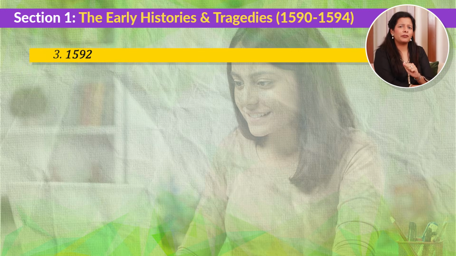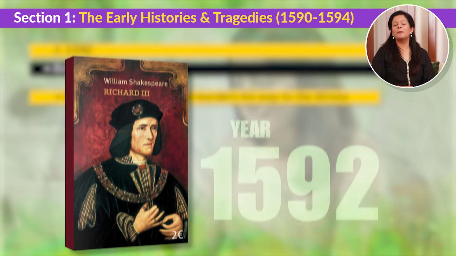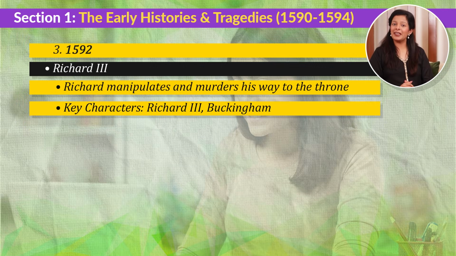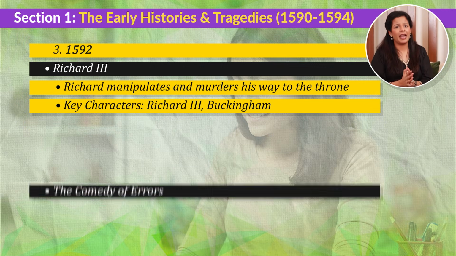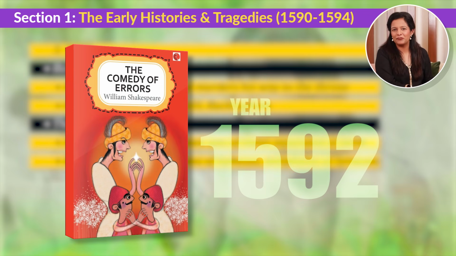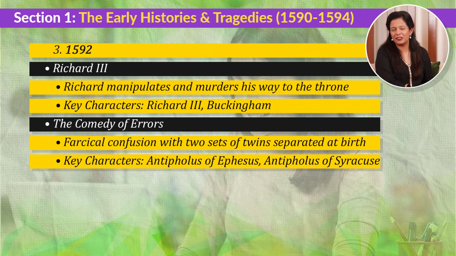Then in 1592, we get 2 plays. Firstly, Richard III, where the ambitious Richard manipulates and murders his way to the throne. The main characters are Richard III and Buckingham, and secondly, the Comedy of Errors, a farce about 2 sets of twins separated at birth. The confusion involves Antipholus of Ephesus and Antipholus of Syracuse.